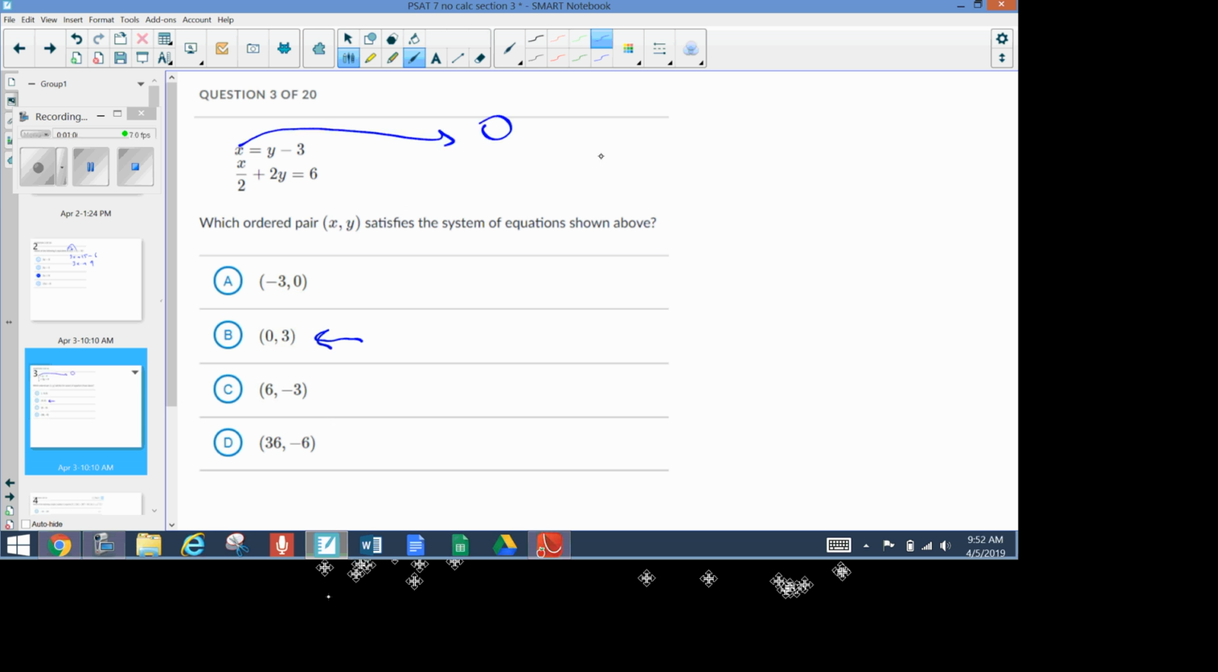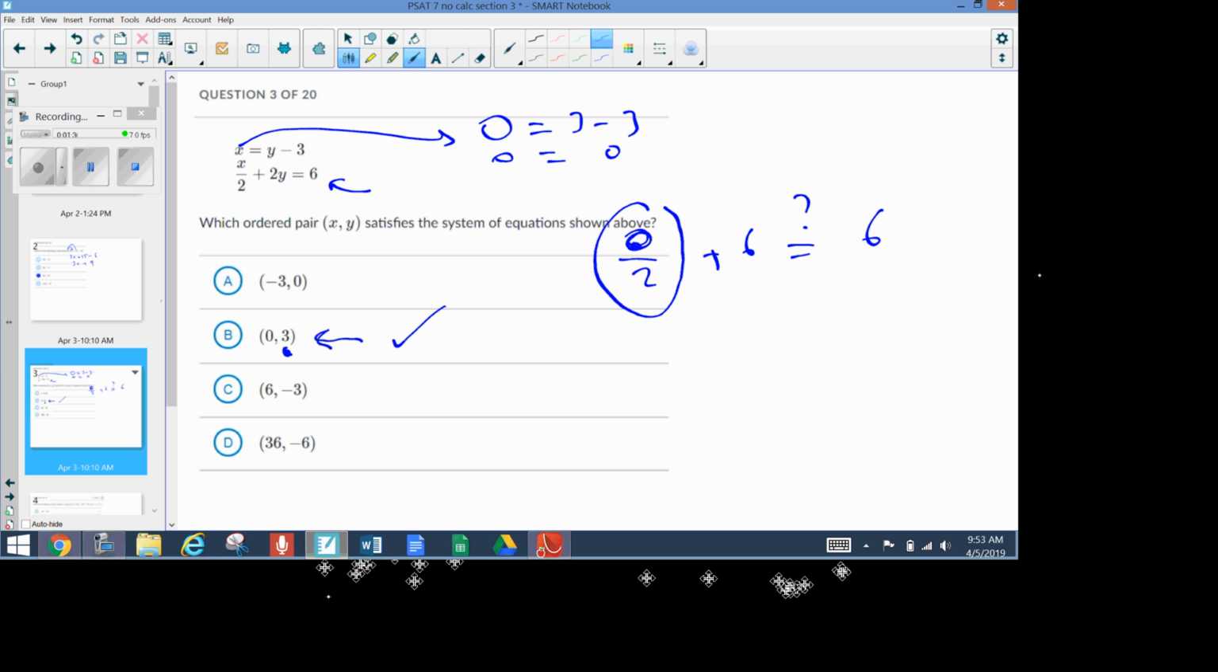X is equal to 0, is equal to y minus 3. Y is 3 here. 3 minus 3, so 0 is equal to 0. This is correct first, and then I'm supposed to plug this one into the second equation. X over 2, x is equal to 0, 0 over 2, plus 2y, y is equal to 3 again, 2 times 3 is equal to 6. Is that equal to 6 or not? You see, 0 over any number is equal to 0, 0 plus 6 equals 6, satisfied.